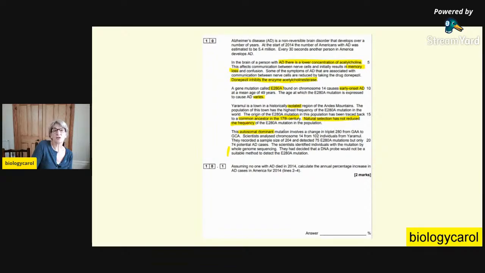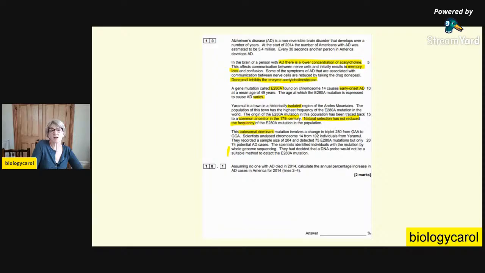This gene mutation on chromosome 14 causes early onset AD at 49 years. I should have highlighted this, yeah. The age at which the mutation occurs varies, okay. Yaramul, isolated region of the Andes, okay. Population, highest frequency of the mutation in the world. Traced back to a common ancestor in the 17th century, natural selection has not reduced the frequency of the mutation. It's autosomally dominant. At this point, your brain is beginning to explode with the amount of information that you're being given.